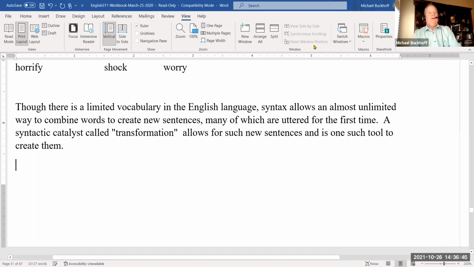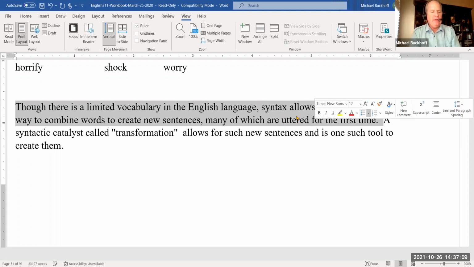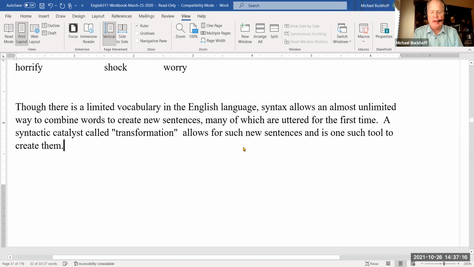So it says, though there is a limited vocabulary in the English language, syntax allows an almost unlimited way to combine words to create new sentences, many of which are uttered for the first time. In fact, it's quite possible that this is the first time this sentence has ever been written. Basically, anything over 20 words is probably a brand new sentence. A syntactic catalyst called transformation allows for such sentences and is one such tool to create them.